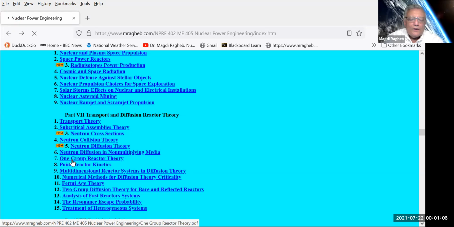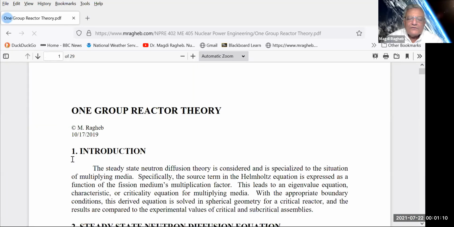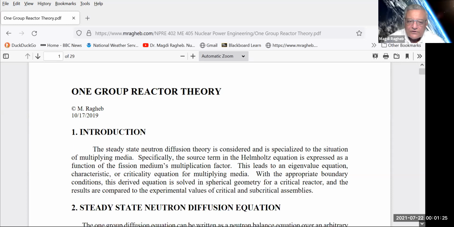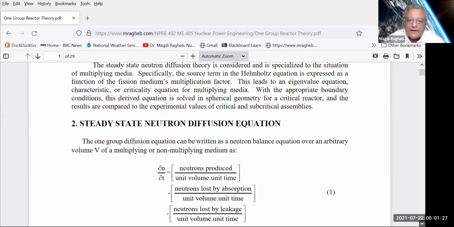One group is a terminology used to say that we are going to consider the neutrons not divided into fast, intermediate, and thermal neutrons, but we'll take them all as thermal, and that's what happens usually in nuclear light water reactors, the pressurized water reactor and the boiling water reactor.